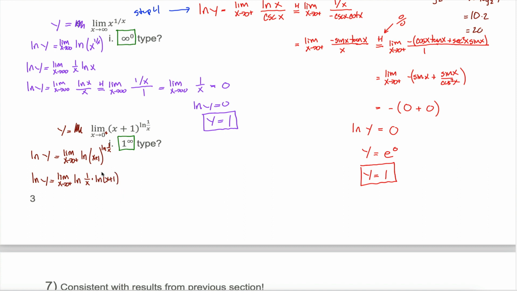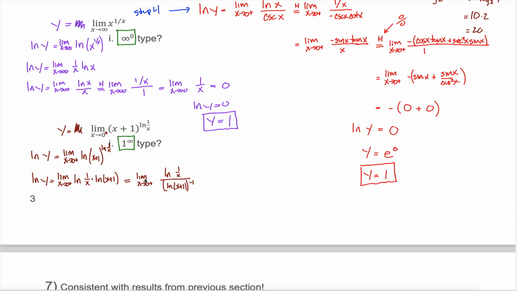I now have something times something, which is not especially conducive to L'Hopital's rule. So what I'm going to do is just take the natural log of 1 over x and put that up on the top of the fraction. And then in order to get the natural log of x plus 1 down on the bottom of the fraction, I'm going to raise that entire thing to the negative 1 power. There might be some clever log trick you can do here, but nothing's jumping out at me.